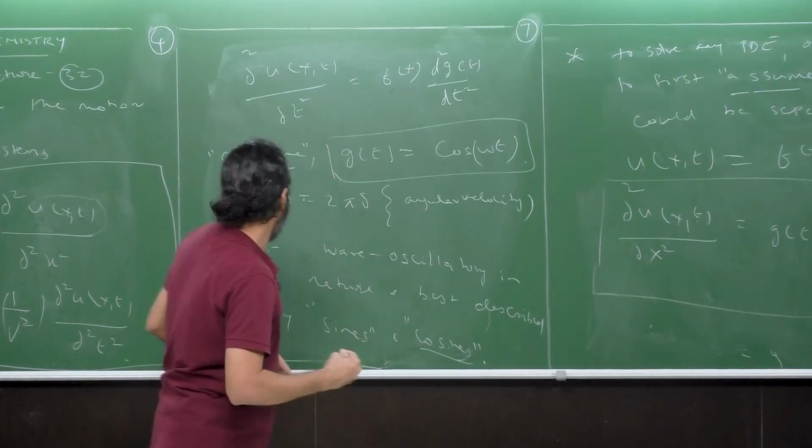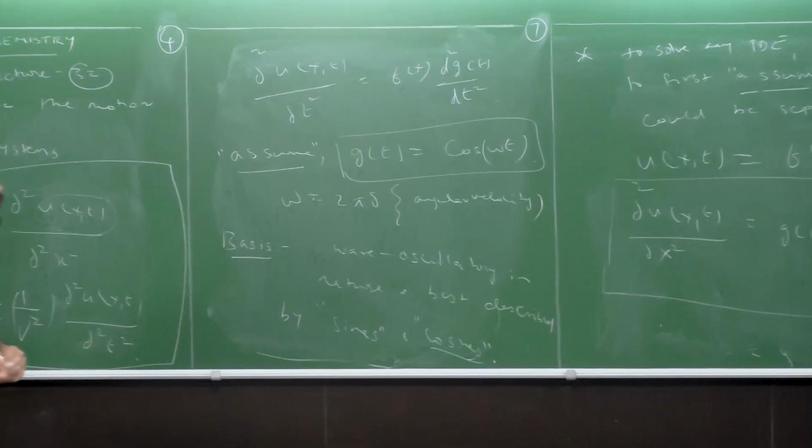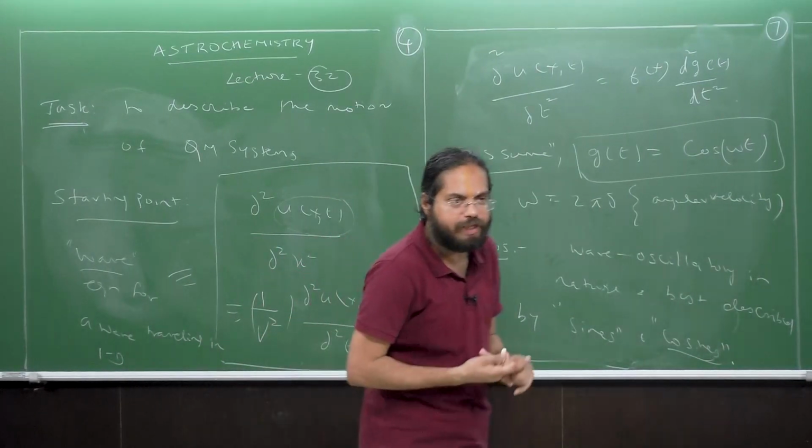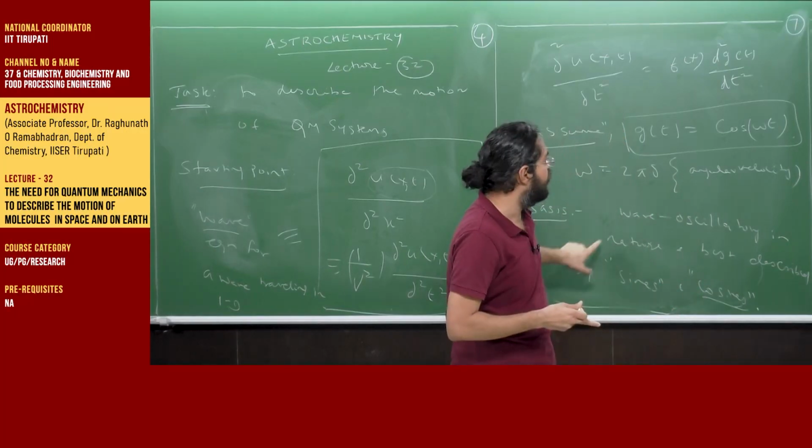Also, because I'm equating second derivatives, I want a function whose second derivative gives me the same function. What kind of functions satisfy that? Well, sines and cosines definitely do that. So on that basis, I stop here. I stop this lecture with this particular point.